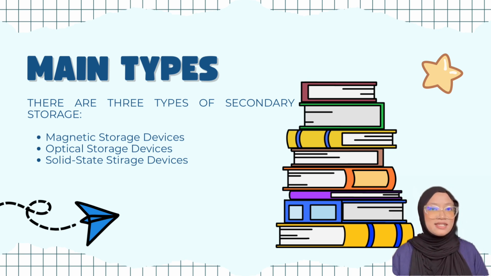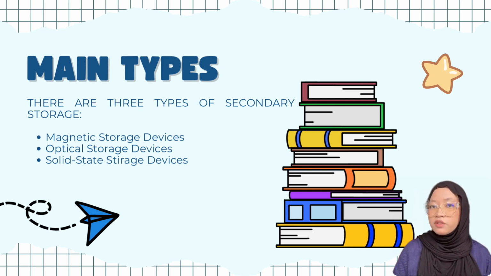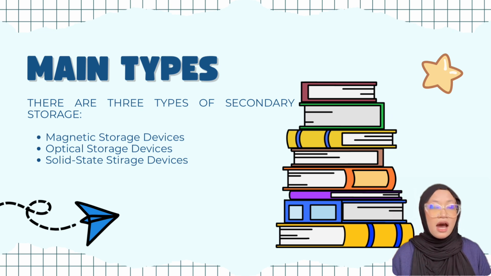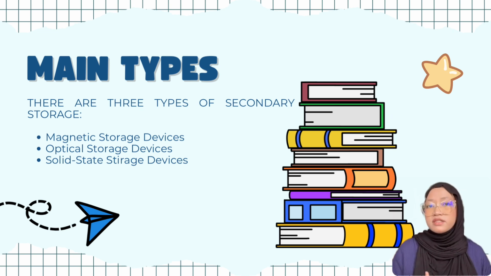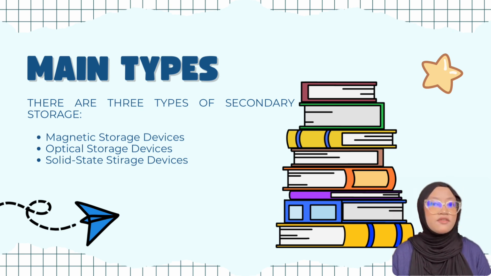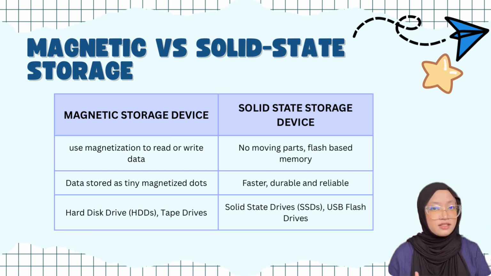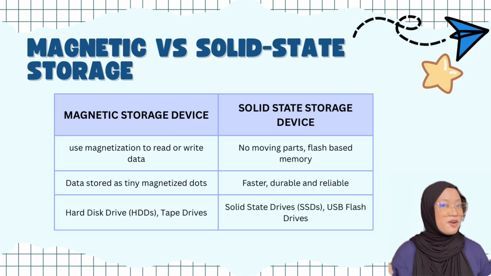So, we will be discussing the different types of secondary storage devices. These technologies help us to store, backup, and transfer data efficiently. Secondary storage refers to memory used for long-term data storage. Unlike primary memory, it's non-volatile, meaning data isn't lost when the computer is off. There are 3 main categories, which are magnetic, optical, and solid-state storage devices. Since magnetic and solid-state storage devices are commonly used, let's find out more about them.